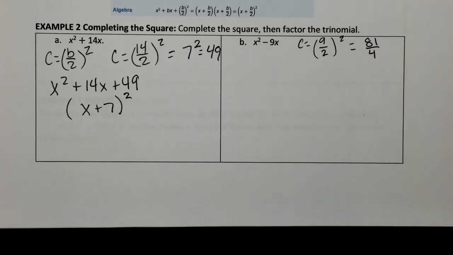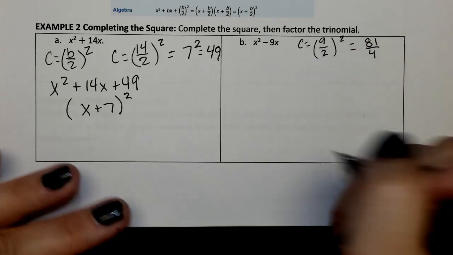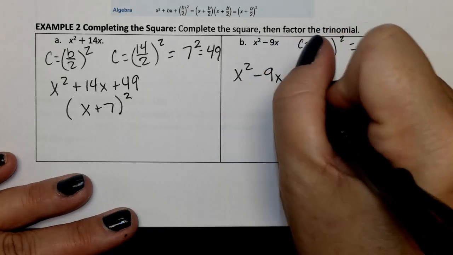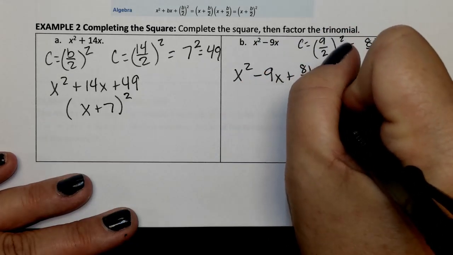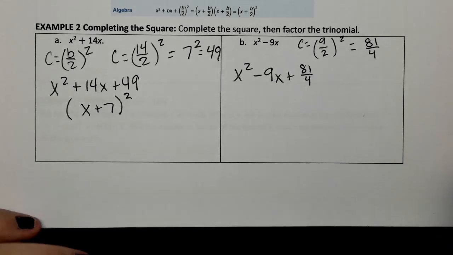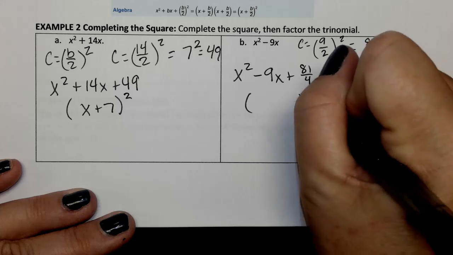All right, and we're going to leave it like that just because it makes it easier when we write it in a binomial. So our trinomial would be x squared minus 9x plus 81 over 4. All right, I know it looks weird. I know there's a bunch of fraction haters out there, but I just wanted to show you that this isn't that bad. So now we have to turn it into a binomial.